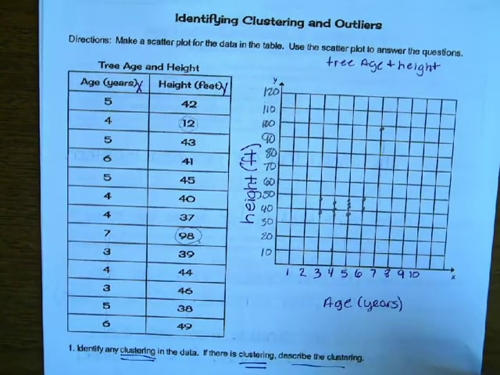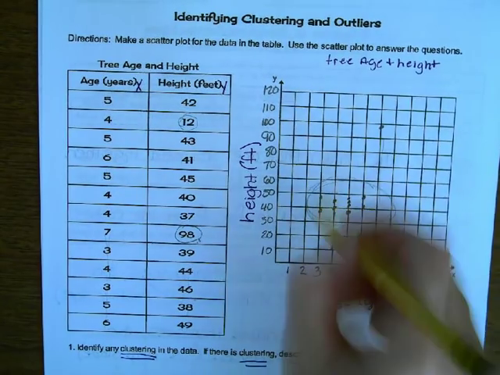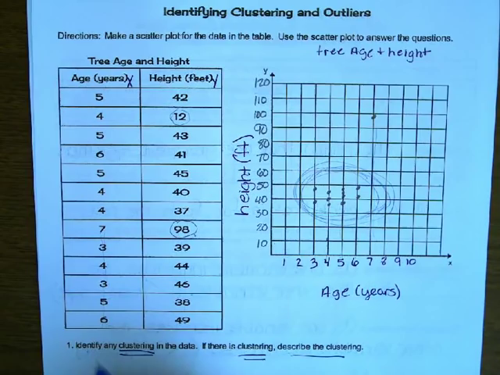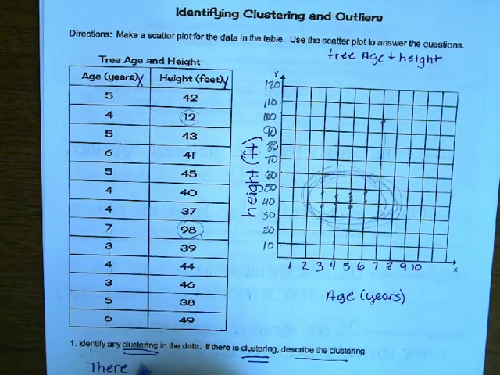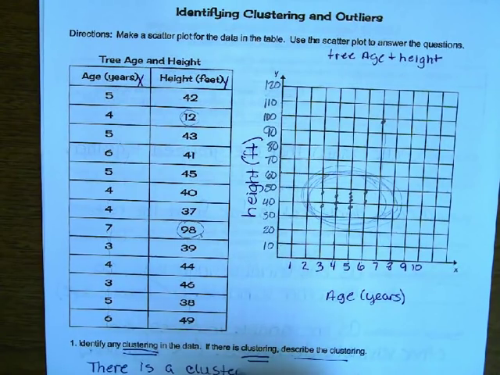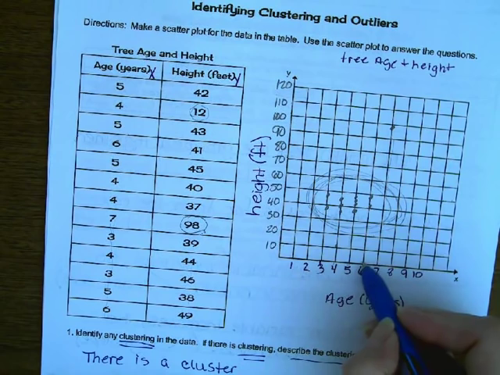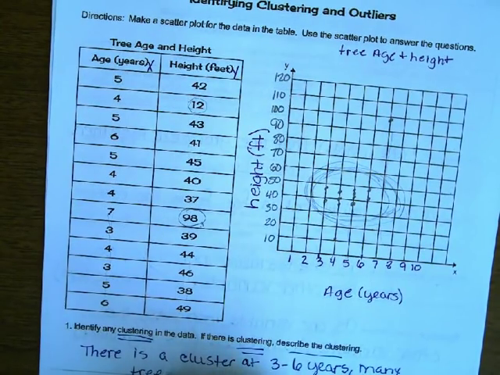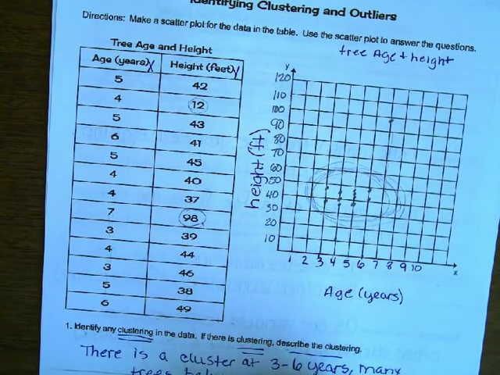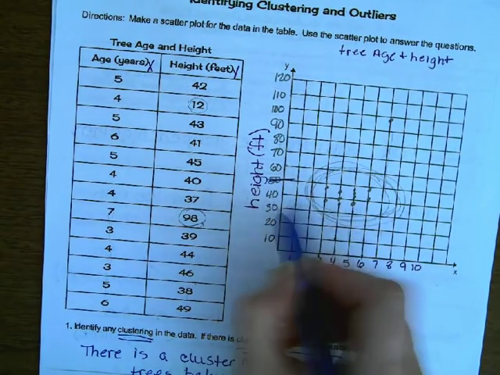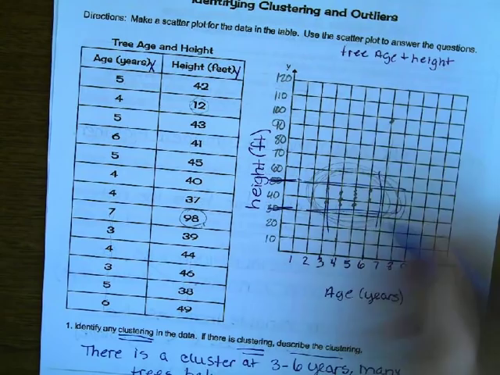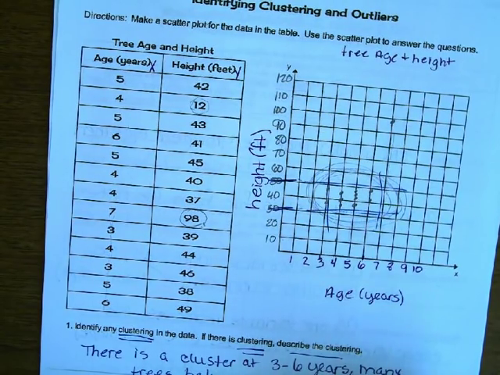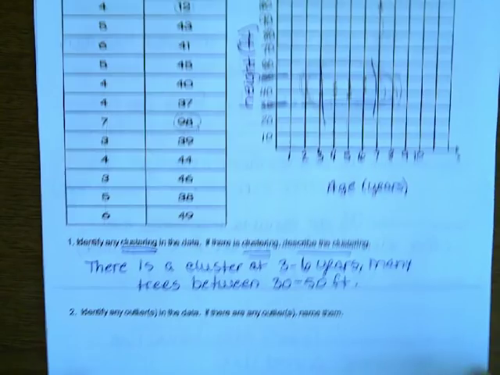All right, so I do see a lot of data points right in that area. So there is a cluster, and this cluster is at 3 to 6 years with many trees between, where are they? They're clustered right in this section, right? Between 30 to 50 feet. That's how we're going to describe our cluster.